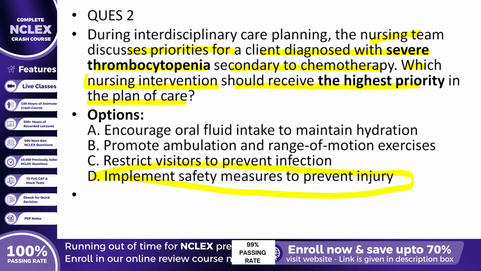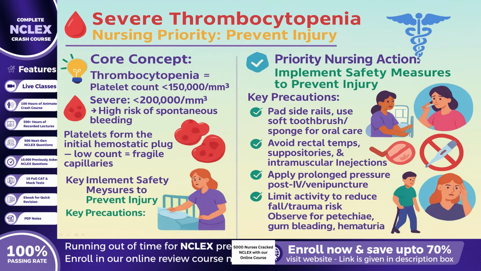Thrombocytopenia refers to an abnormally low platelet count, generally below 150,000 per cubic millimeter, and in severe cases may fall below 20,000 per cubic millimeter, placing the client at extreme risk for spontaneous bleeding. Platelets are indispensable in the early phase of hemostasis because they form the initial platelet plug that seals microvascular injuries.